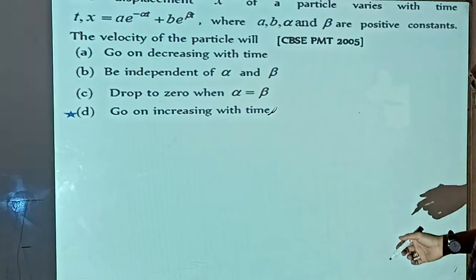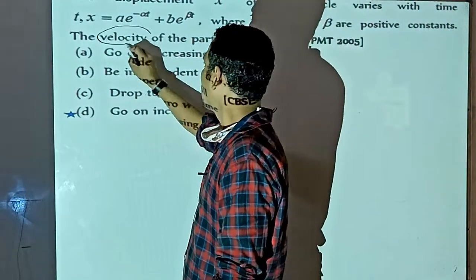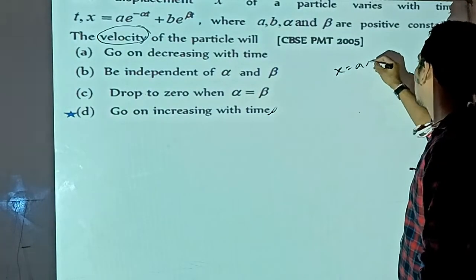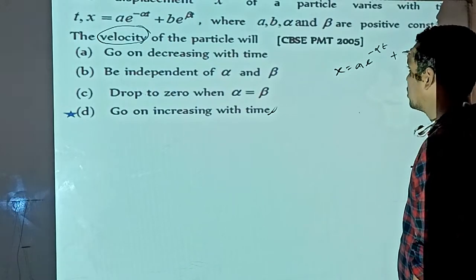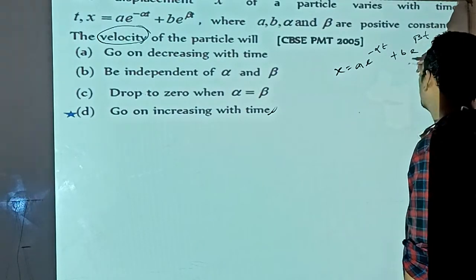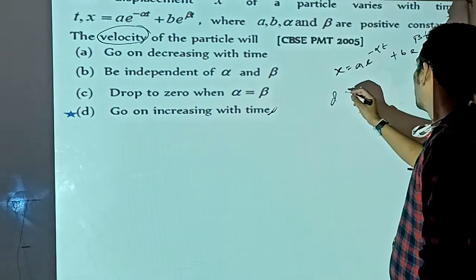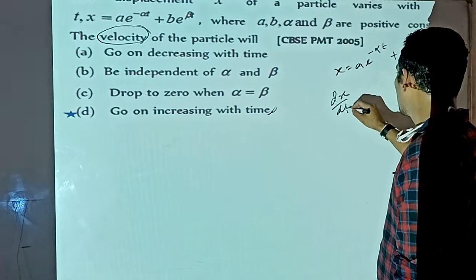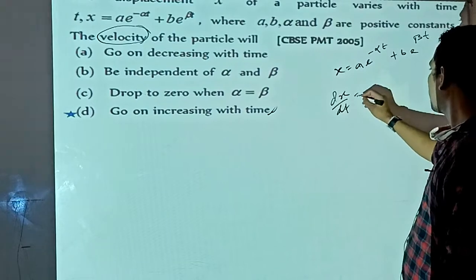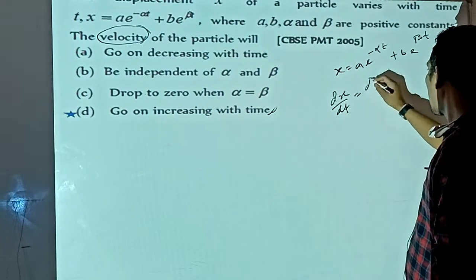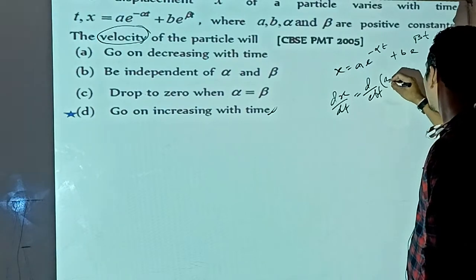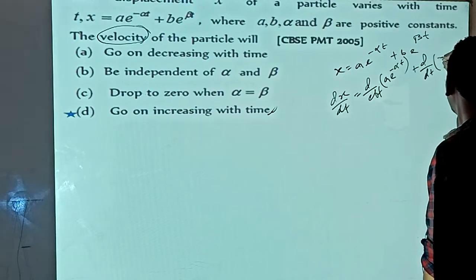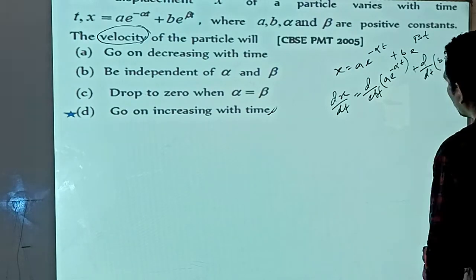But how can you just find out the answer of this question? Since the question asks you the behavior of the velocity, you are going to find out the velocity. Since displacement is given, that is x is equal to a into e to the power minus alpha t plus b into e to the power beta t, if you differentiate both sides with respect to time, you will get velocity, right? So I'm writing d/dt of a into e to the power minus alpha t plus d/dt of b e to the power beta t.